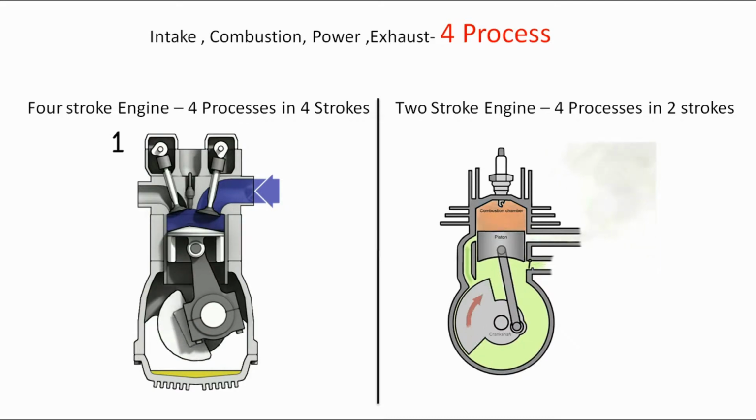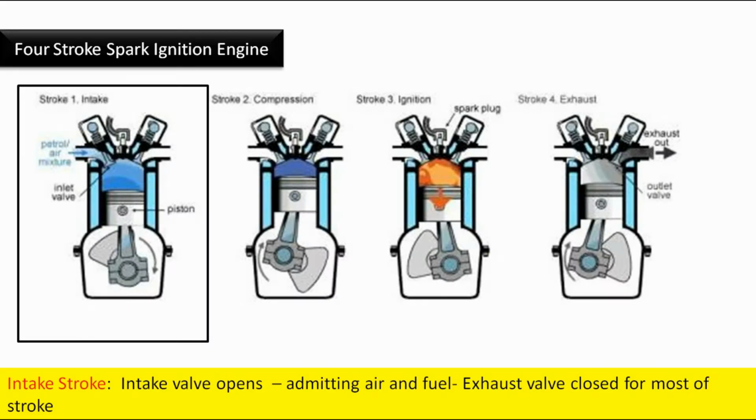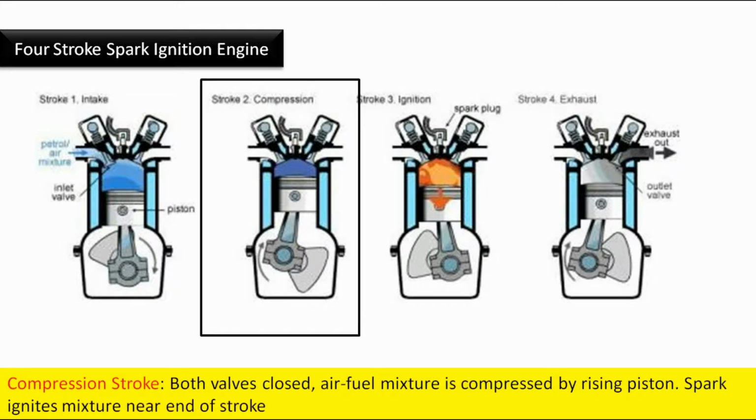Let us discuss the process in a 4-stroke SI engine. Intake stroke: intake valve opens, admitting air and fuel. Exhaust valve closed for most of the stroke. Compression stroke: both valves closed. Air-fuel mixture is compressed by raising the piston. Spark ignites mixture near the end of the stroke.